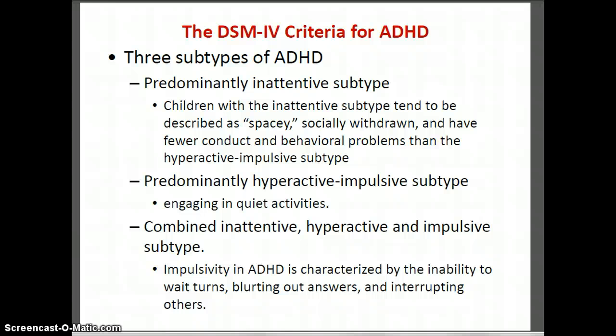So here are the DSM-4, the Manual of Mental Disorders, 4th edition, criteria describing ADHD. And this lists the subtypes. I'm not going to ask you what the different subtypes are, but I want you to be familiar with what the characteristics of these conditions are.